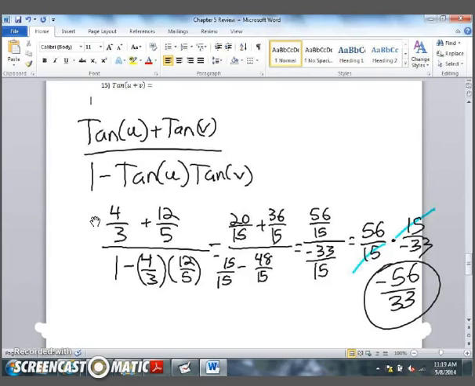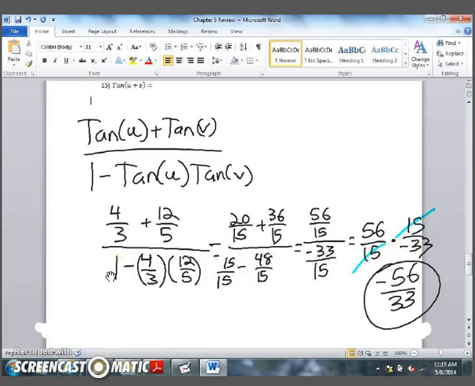This one's a little rough. Again, formula here. Now, tangent. You go through the problem. There's my formula. You find the tangent of u is 4/3. Tangent of v is 12/5. 4/3 and 12/5. Multiply across the top here. And you get 48/15. Make this 15/15 because it's 1.